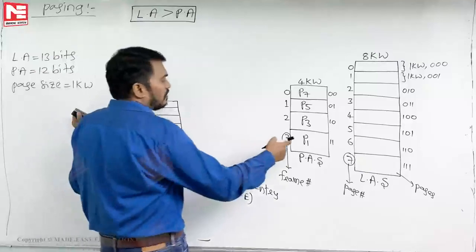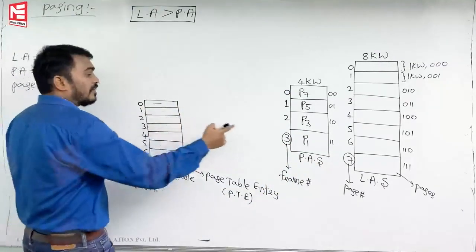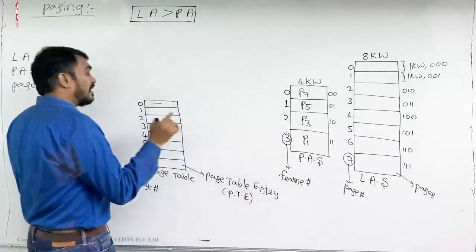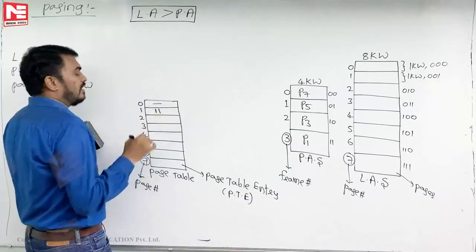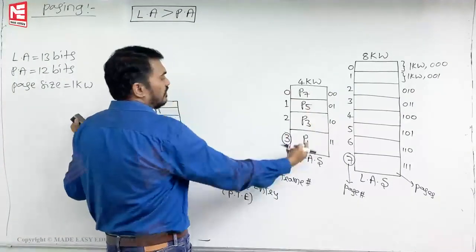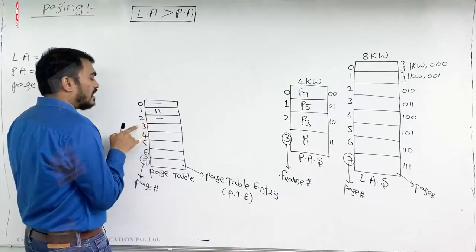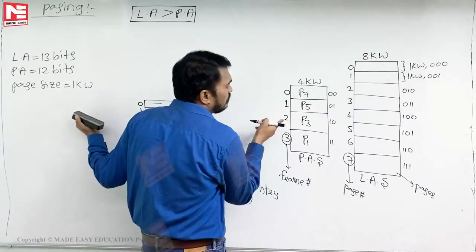Is page number 1 inside any frame? Yes, frame number 3. So frame number 3 you write in the binary format. That is 1 1. Okay, binary format. Page number 2 is not in any frame, so you will have blank. Which frame is page number 3 in? Page number 3 is in frame number 2.